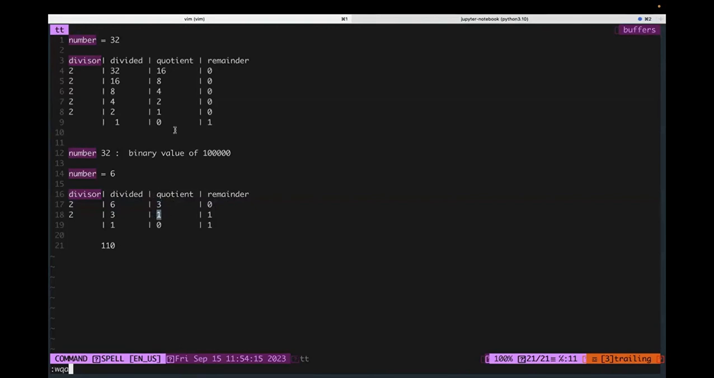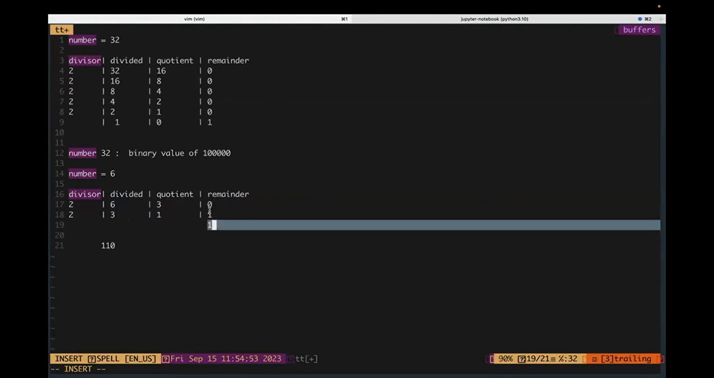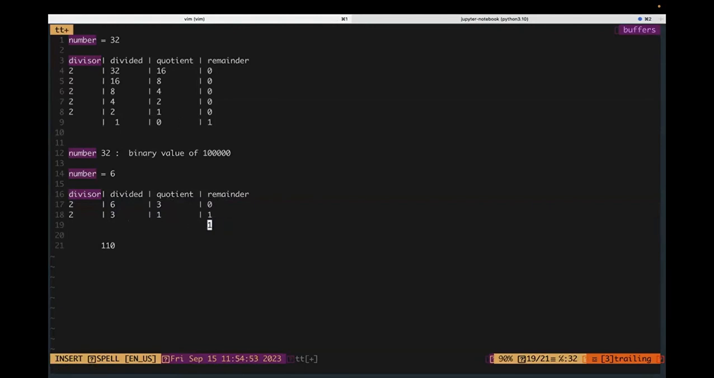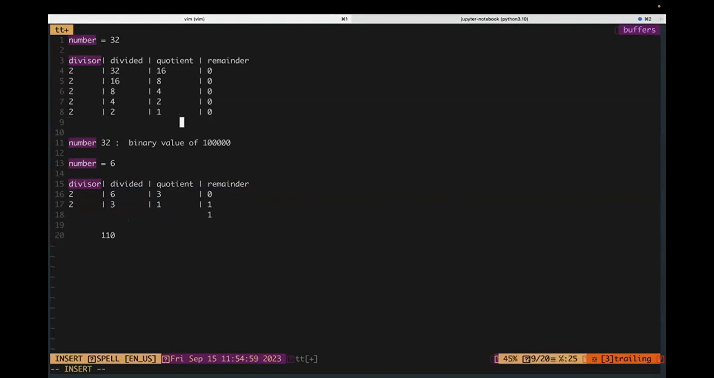People will not write this line. By default, whenever 1 is left, they put the quotient directly over here. So this is 1, 1, 0. People do not write the extra line; they directly write the 1 here because it is the leftover quotient. It is actually just a remainder, because you cannot divide it further.